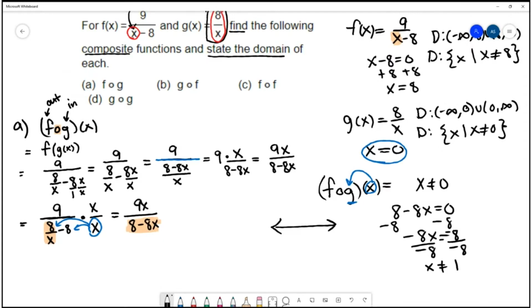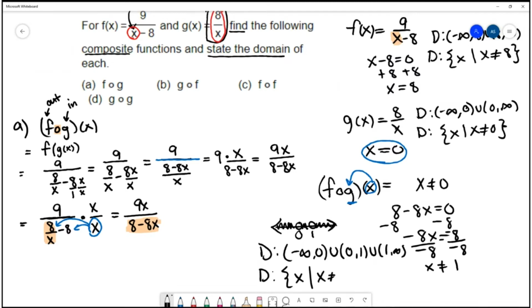So in our interval notation, we want to exclude 0, and we also want to exclude 1, but we're going to include all other numbers on the real number line. So that gives us a domain of negative infinity to 0, union with 0 to 1, union with 1 to infinity, or in set builder notation, x such that x is not equal to 0 and x is not equal to 1.